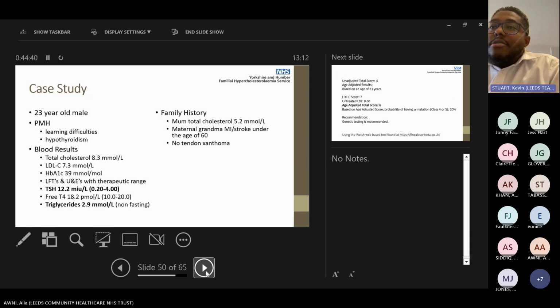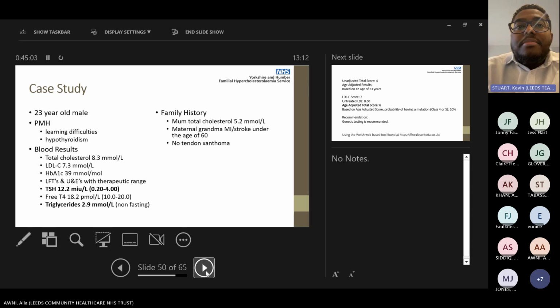So here's a few quick case studies. I know that we've had a few. This is from Claire's perspective that we see now in genetic screening clinic. And so we'll just talk through these in detail. Here we have a young man, 23-year-old male, with learning difficulties and hypothyroidism.